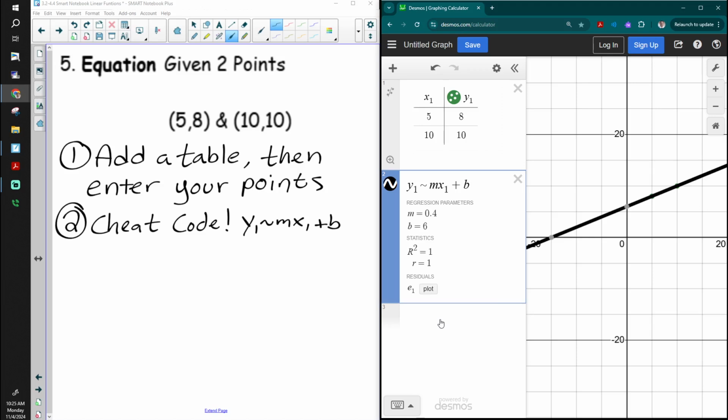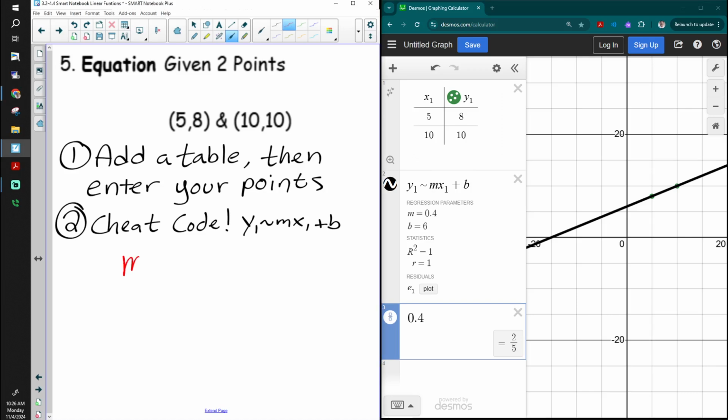So I'm going to add in 0.4 to find my fraction for my m. So m is 2/5, my fault. I'm going to need this. 2/5. And B equals 6.